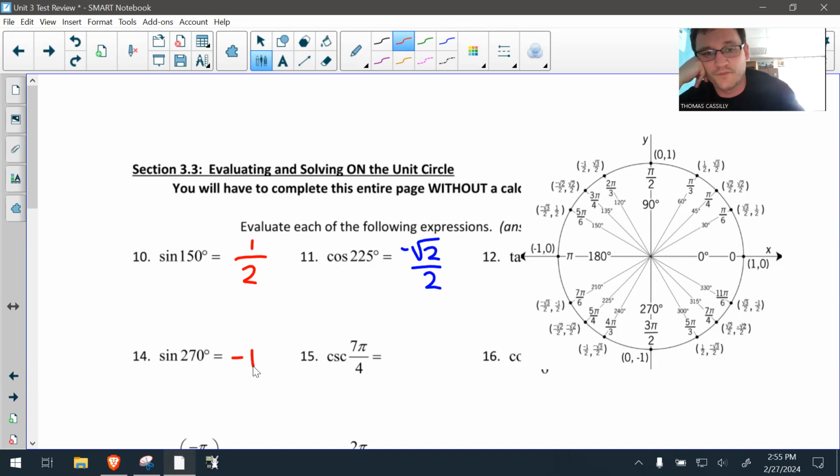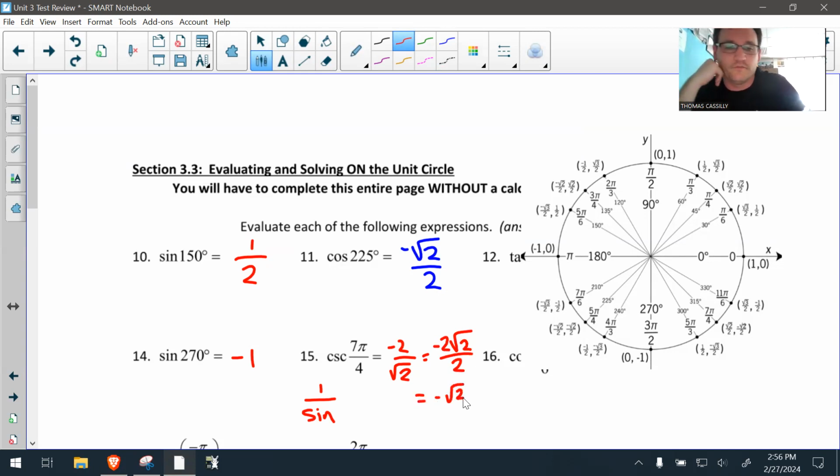The cosecant now of 7 pi over 4. Keep in mind, cosecant goes with the sine. The cosecant is the reciprocal of the sine, so it's 1 over the sine. Looking for that sine value, look for that 7 pi over 4 and flip it upside down. So that's -2 divided by the square root of 2. All right, but we need to fix that. Rationalize the denominator. That's going to give you -2 square root of 2 over 2, which simplifies down to negative square root of 2. So that's your cosecant of 7 pi over 4. Remember, you got to watch out for those reciprocals.